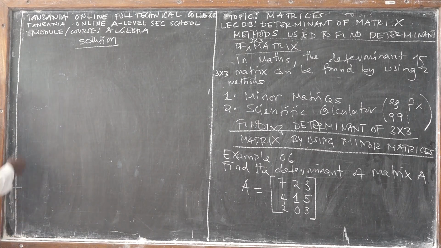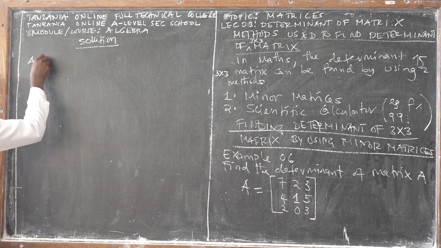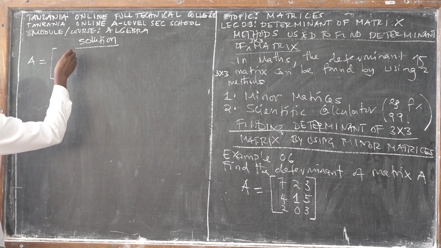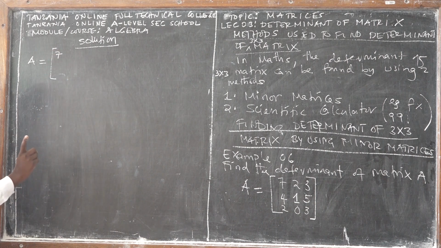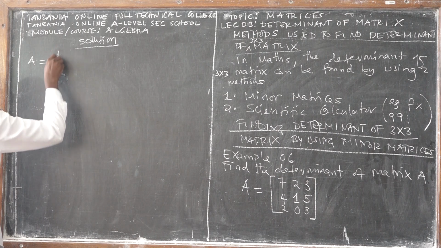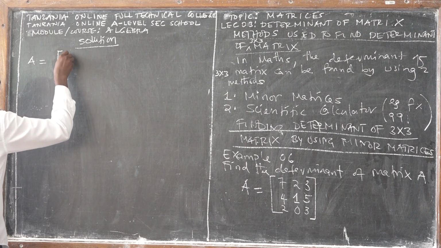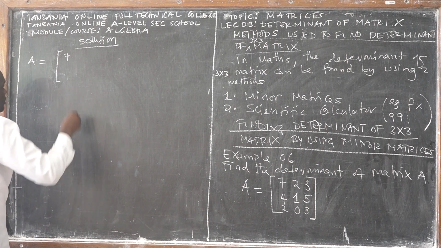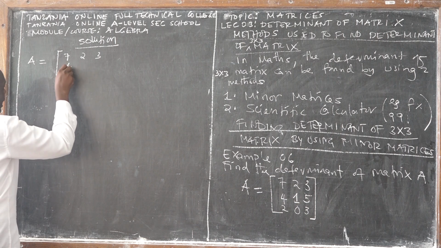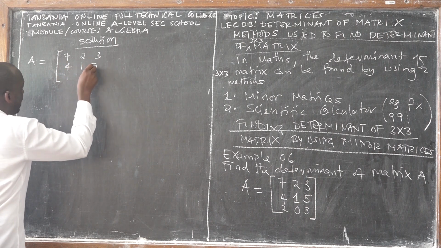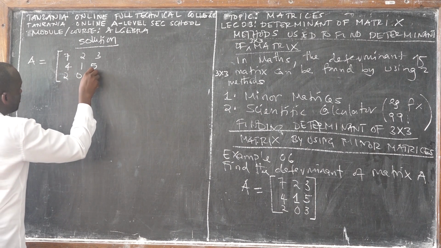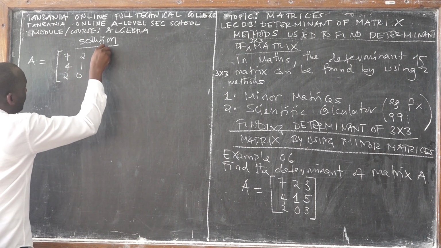So, the solution. We are given matrix A, and this matrix A has elements, and you have to be careful. This is the simplest because all the elements are positive. So the first element is 7. Mention the next ones: 2, 3. Then 4, 1, 5. Then the other row, 2, 0, 3.